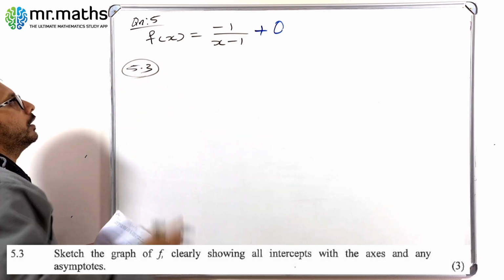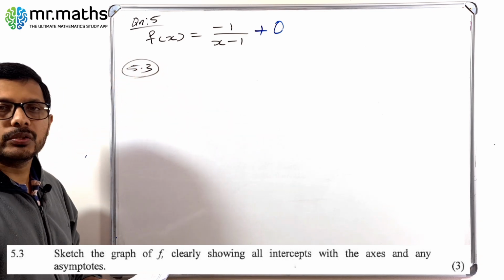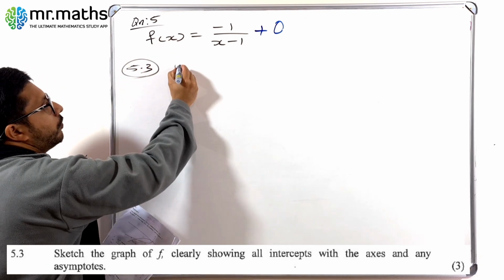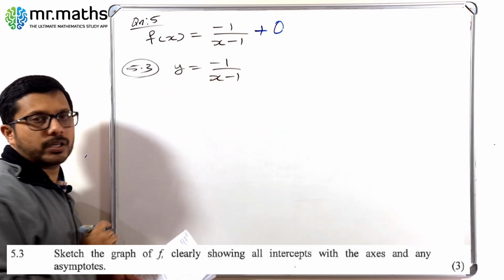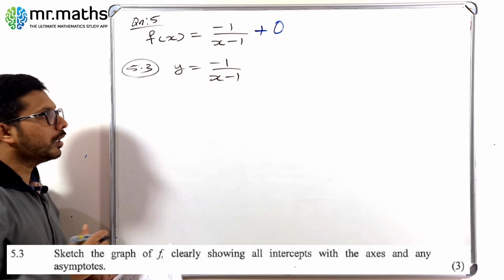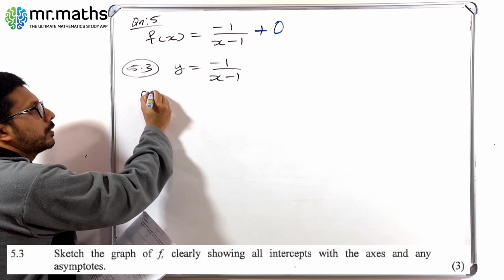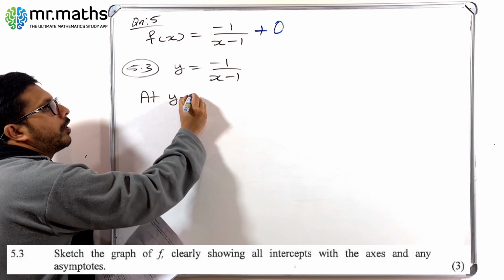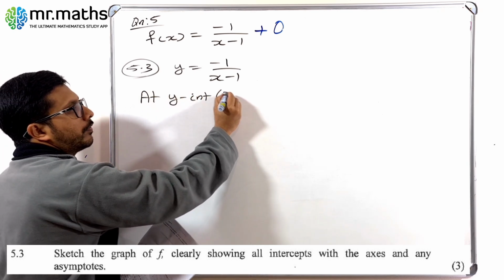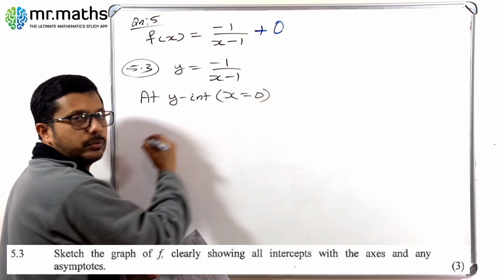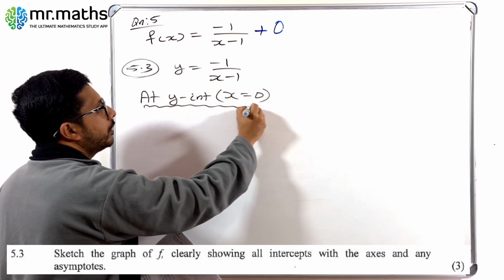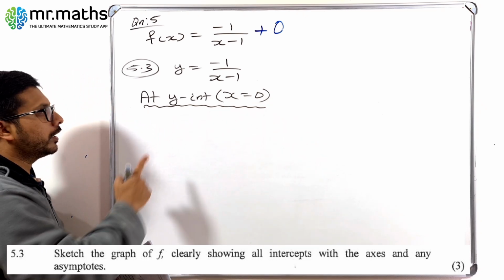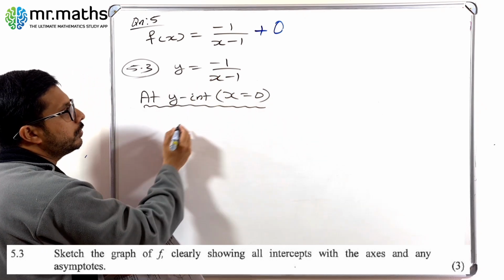Now what is the equation? Write the equation once more. y is equal to minus 1 divided by (x minus 1). That is the equation. So we have to find the y-intercept. At the y-intercept, what is the value of x? x is equal to 0. At the y-intercept, the value of x is equal to 0.